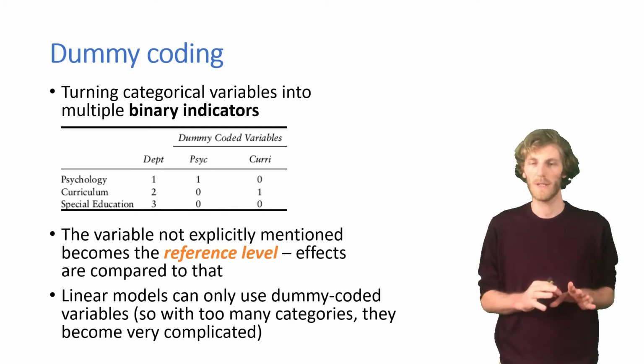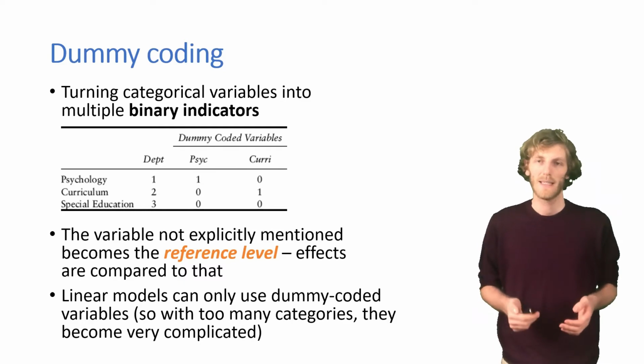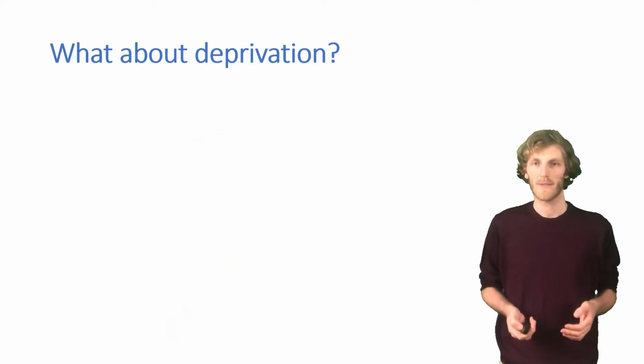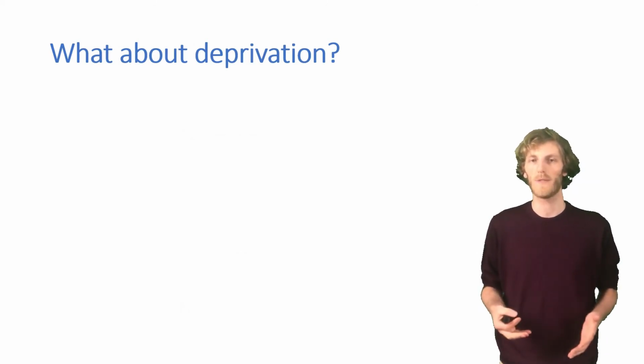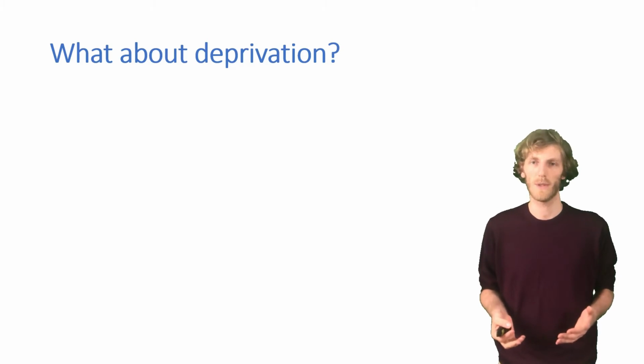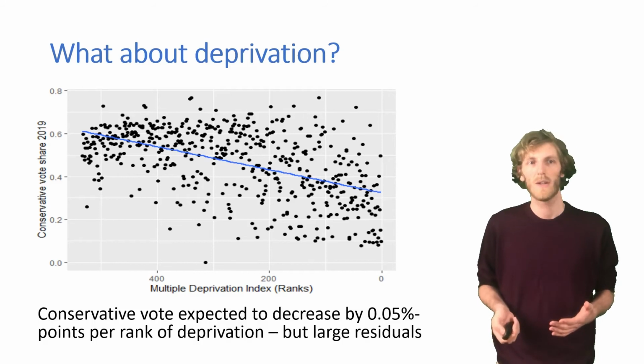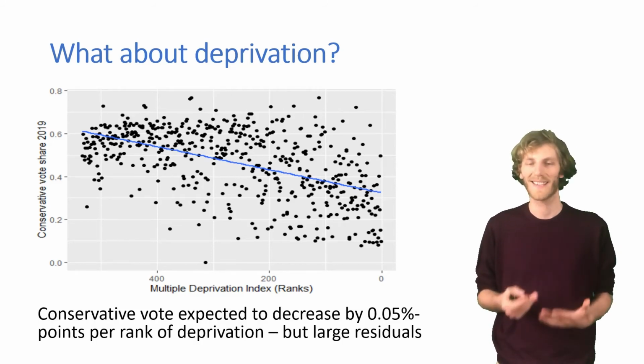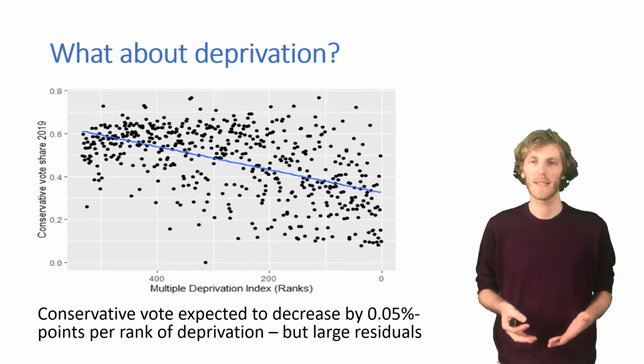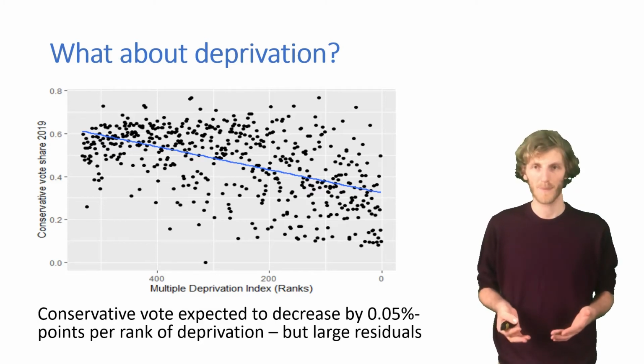Okay, so this was the first extension. Instead of 1 line, we now have a couple of parallel lines. What happens if we want another continuous variable? In the election case, we might be interested in whether deprivation, so local poverty, also contributes to explaining the conservative vote share. If we do a simple linear regression analysis, it seems to do. We can see that for each rank in a constituency deprivation, the conservative vote share declines by 0.05%.